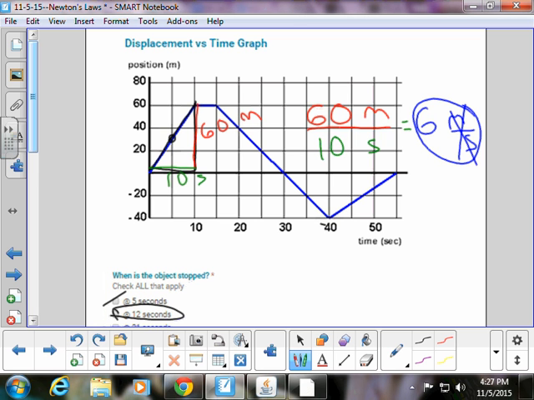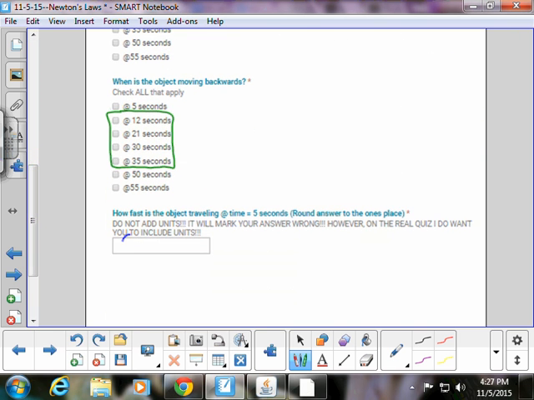And I would want to include my units on the quiz if you're retaking it, but not on the form, because it messes with the formatting and the auto grade. So the answer would be 6. On the quiz, it would be 6 meters per second, because it should give you points for the units.